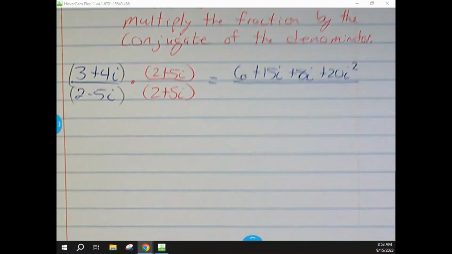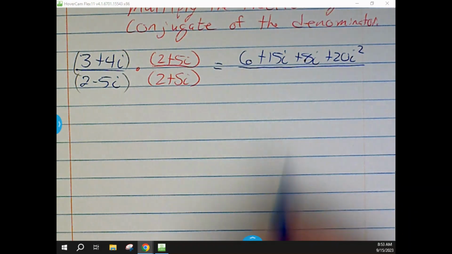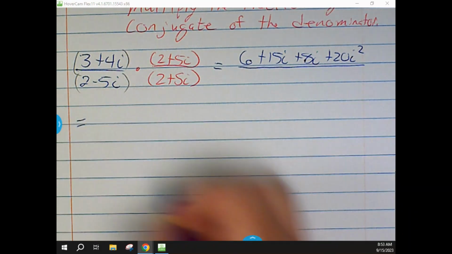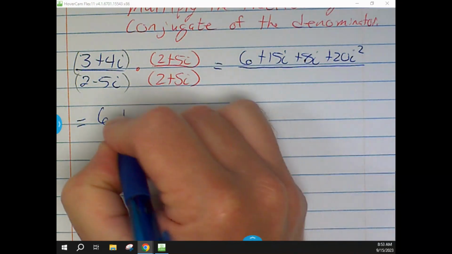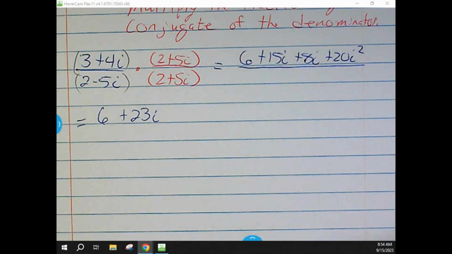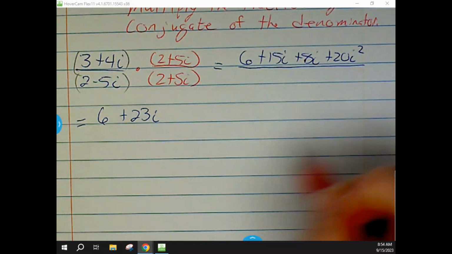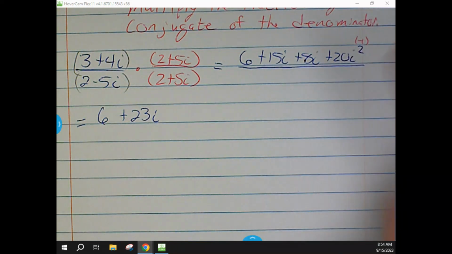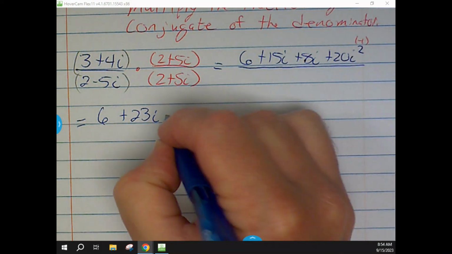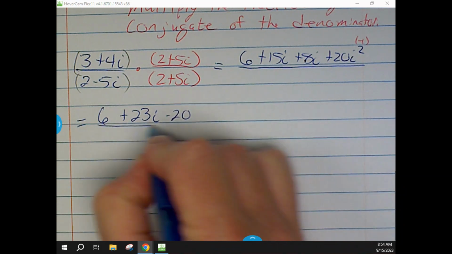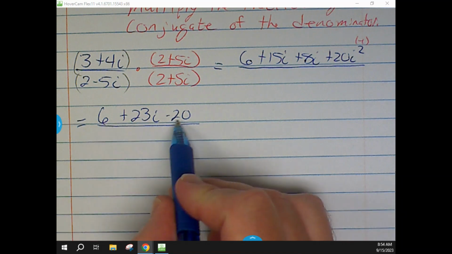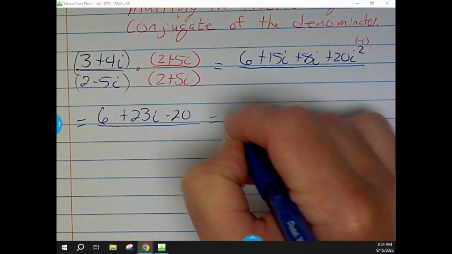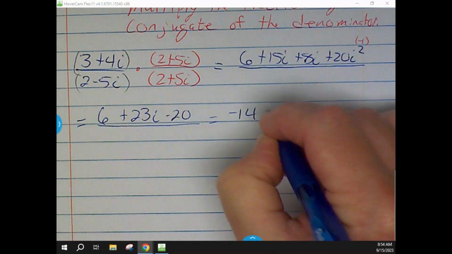Before we get to the denominator, we'll work on cleaning up the numerator. The 6 is good. You've got 15i plus 8i, so that is 23i. And with the i squared, that's where we make the negative 1 substitution. That's 20 times negative 1, which makes that negative 20. So then we've got 6 minus 20, which is negative 14, and then we've got the 23i.